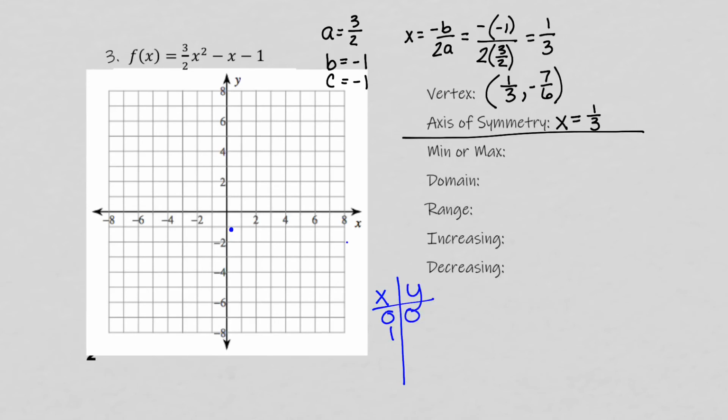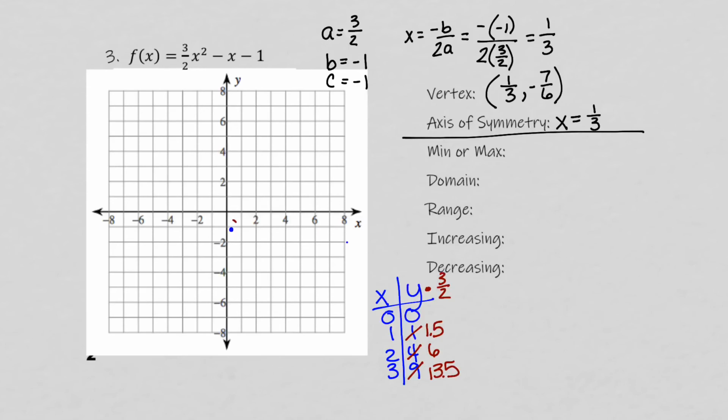0, 0, 1, 1, 2, 4, 3, 9. Now, there is an a that is no longer 1. Whenever a is no longer 1 or it is negative, we are going to multiply the y values by that number. So multiply by 3/2 or 1.5. So when I multiply all the y values, I get 1.5. 4 times 3/2 is 6. 9 times 3/2 is 13.5.